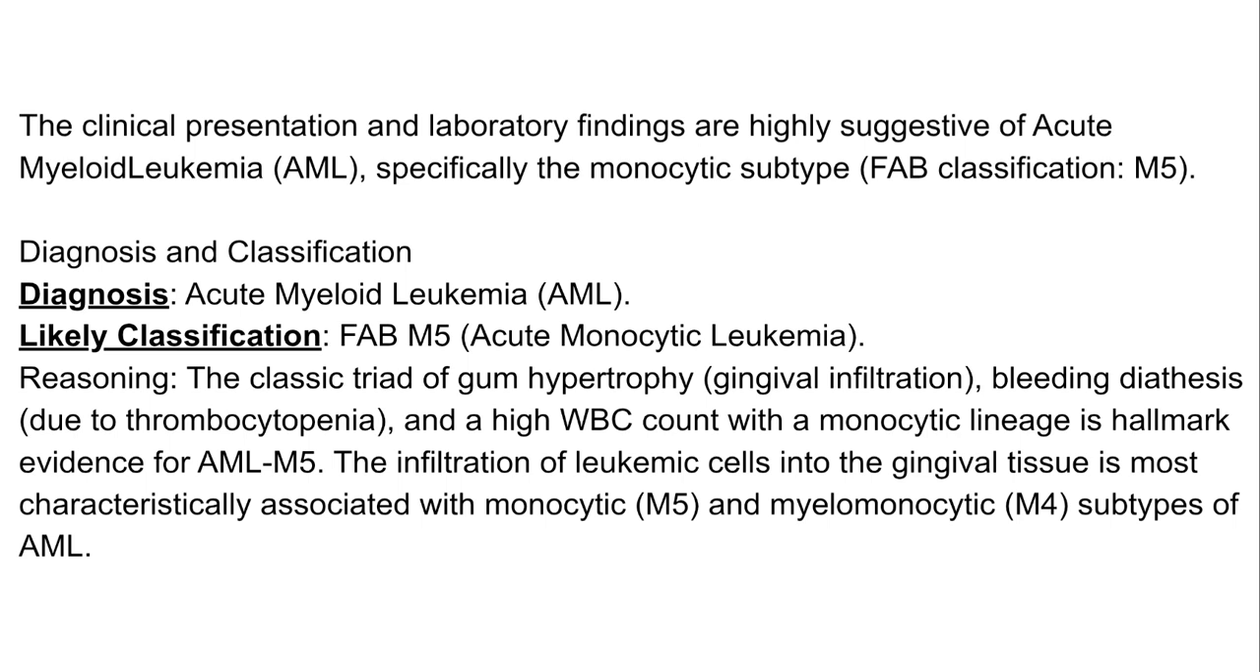In summary, the combination of these clinical findings, gum infiltration, bleeding tendencies, and high WBC count, makes a compelling case for diagnosing and classifying this condition as acute myeloid leukemia, specifically the monocytic subtype. Next, we will explore the laboratory tests that confirm AML-M5 and delve into the specifics of the laboratory diagnosis.